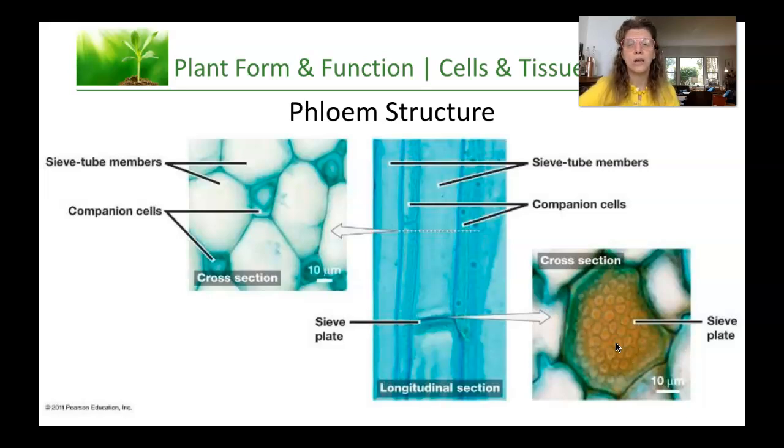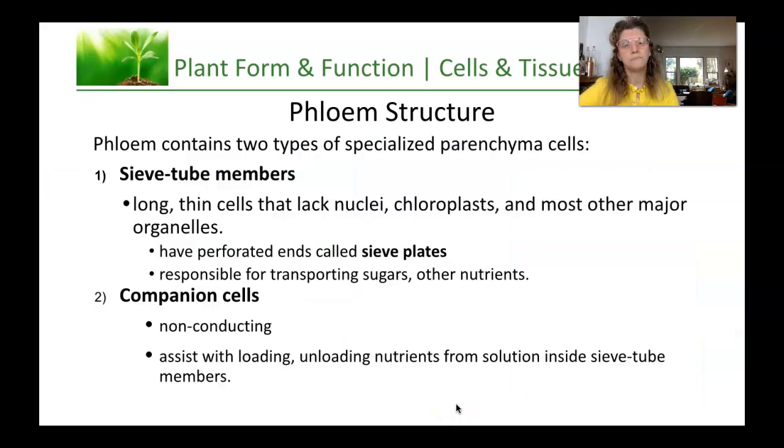So the phloem, we're going to be talking about sieve tube members and companion cells. There is an image of that here. We see these two different types of cells and their companion cells next to it. And the sieve plate, which is shown here. And this is just looking at it from a longitudinal section. The sieve tube members are long, thin cells that lack nuclei, chloroplasts, and most other organelles because they're responsible for transporting. So they don't really need much because they're transporting sugar and nutrients. The companion cells are non-conducting, but they're very important in the unloading and loading of sugar.